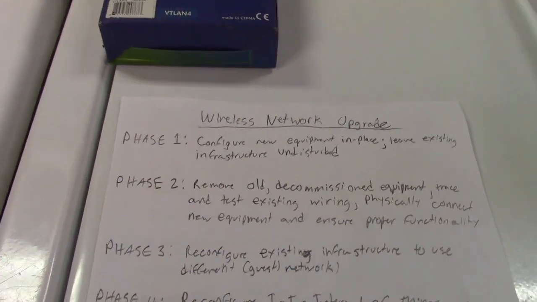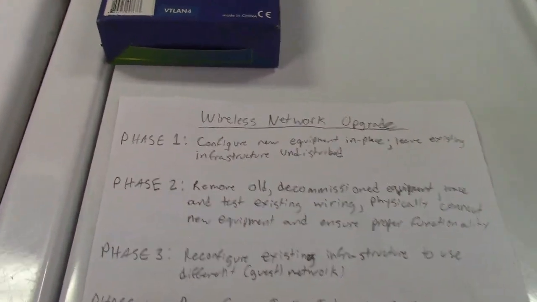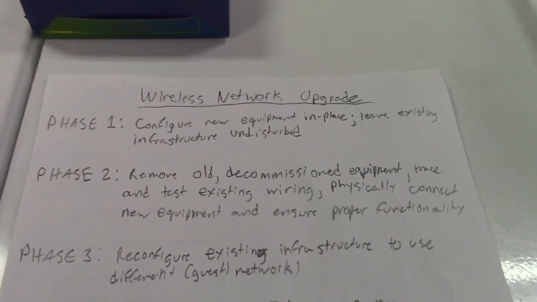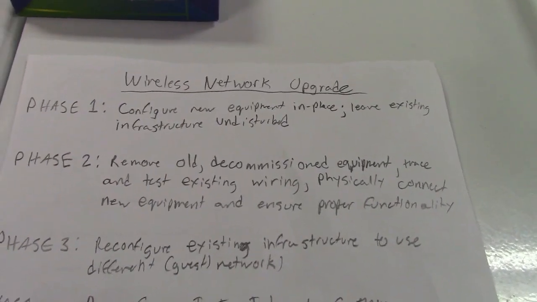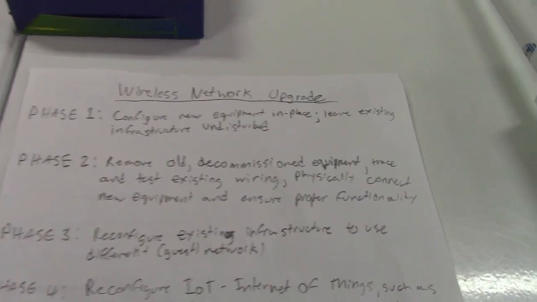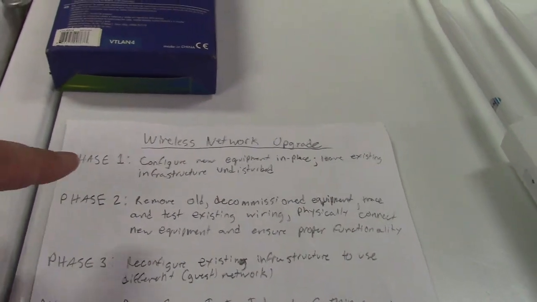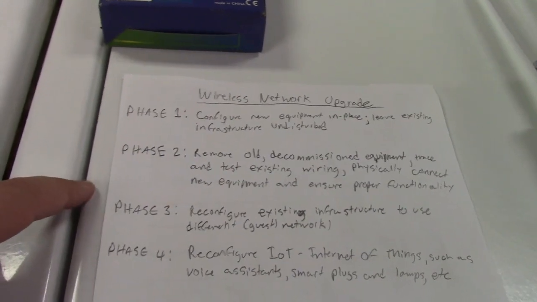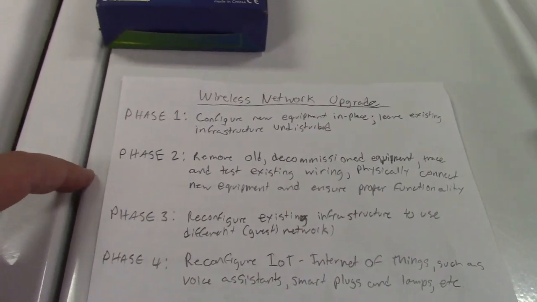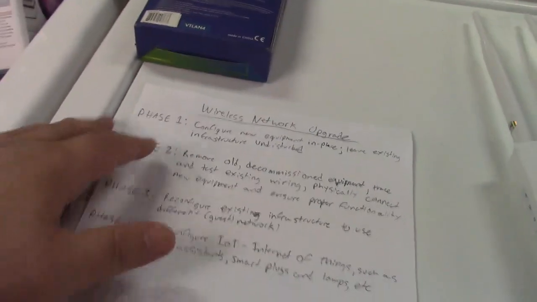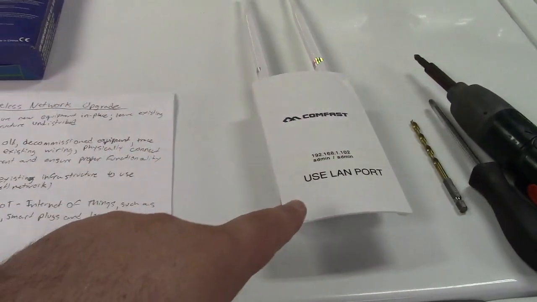So back to the wireless network upgrade. Now we're on phase two, which is to remove the old decommissioned equipment, trace and test the existing wiring, and physically connect new equipment and ensure proper functionality. Once phase two is done, then there's going to be at least a 24-hour period before phase three and/or phase four begins.